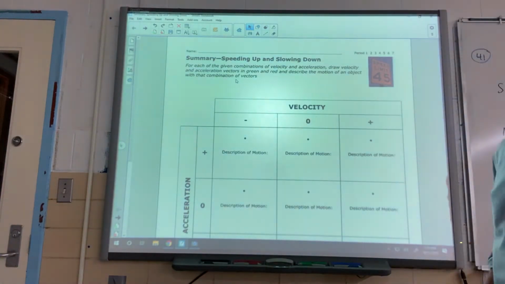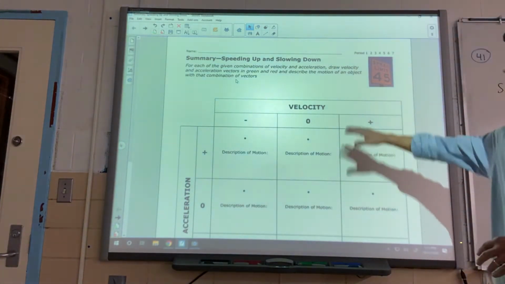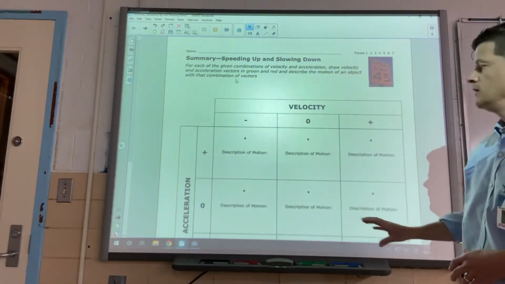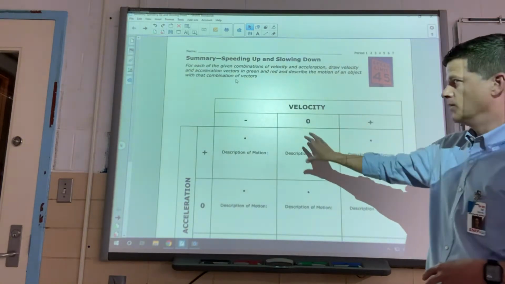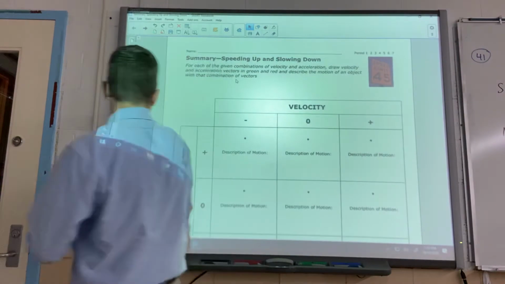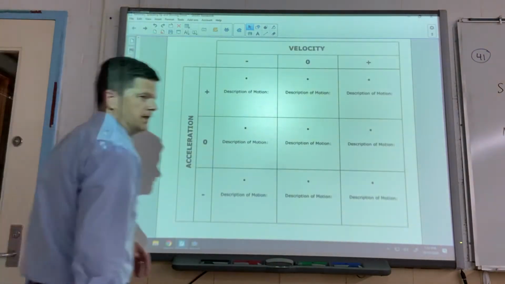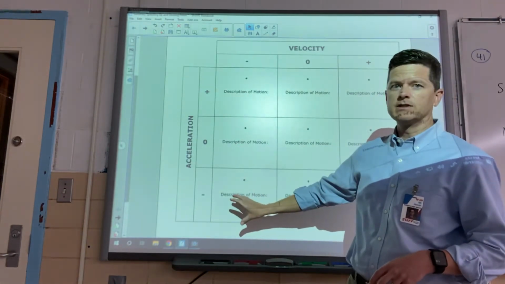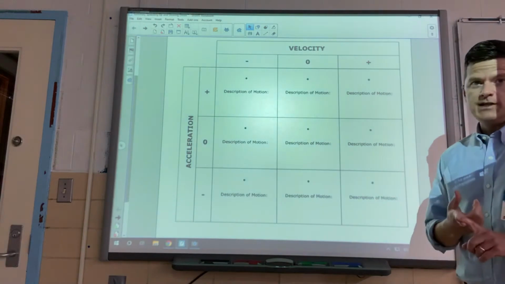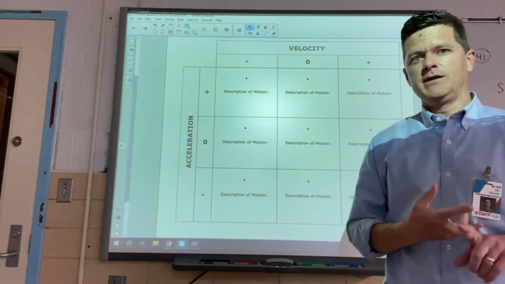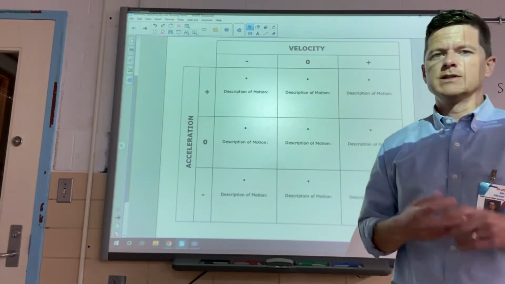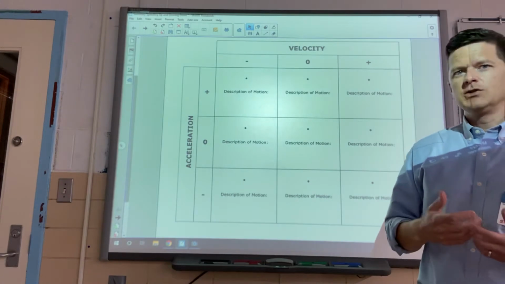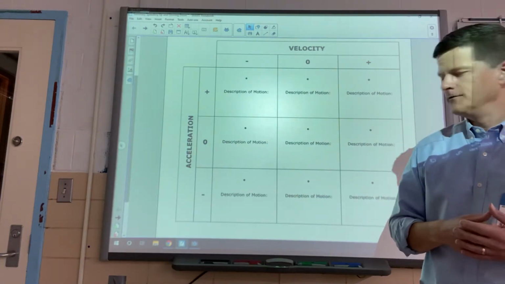So the way we're going to read this chart is we have possible combinations of velocity and acceleration. Depending on where we are on that chart, we're going to have positive velocity, zero velocity, or negative velocity. And on the other side of the chart, we've got either positive acceleration, zero acceleration, or negative acceleration. We're going to use green vectors to represent velocity vectors and red vectors to represent acceleration vectors. Keep in mind the vector, positive and negative, is telling you direction. By convention, to the right is positive and to the left is negative.